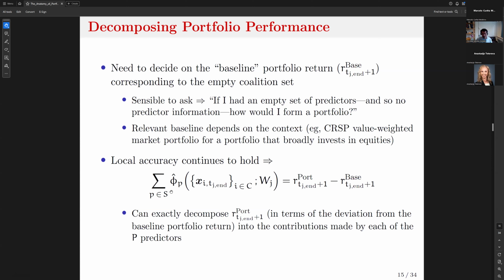You will be able to decompose the contribution of predictor P to the return of that portfolio in terms of deviations from your baseline portfolio. And that is really neat, because normally what you end up doing in these situations is choosing, for example, the market portfolio, and then you want to see whether, using this model, you can actually beat the market.